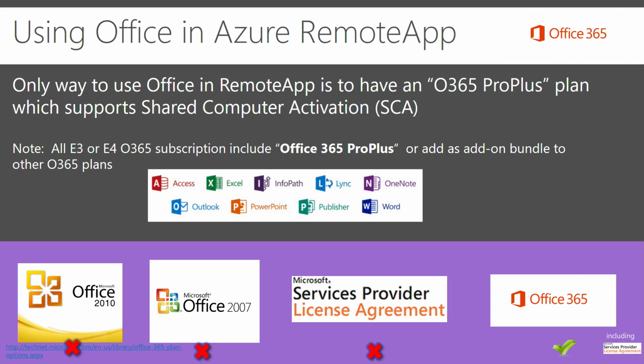Using Office in Azure RemoteApp. So I covered it yesterday. Office Pro Plus is the only way to use Office in Azure RemoteApp. It comes bundled with all E3 and E4 subscriptions, and you can also buy it as an add-in. So we don't support Office 2010, 2007. We don't support those versions with the SPLA. If you have a SPLA with O365, we do support that. It doesn't matter. At the end of the day, you just need Office 365 Pro Plus. That's the key takeaway.